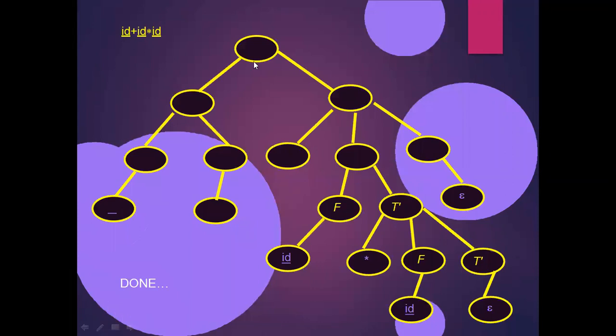Nothing else is there. E, T E dash, what is T? F T dash, F is an ID, right? This T dash becomes epsilon here.